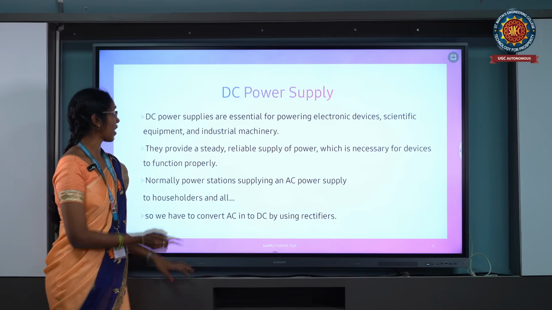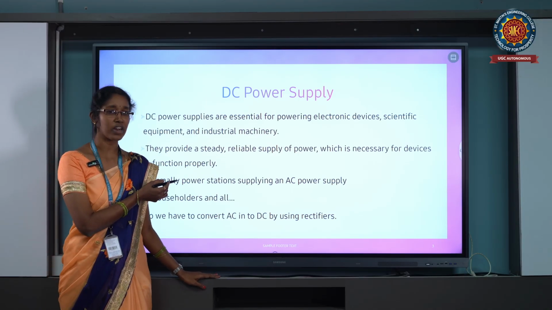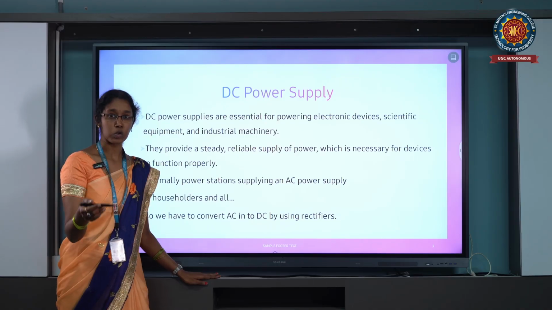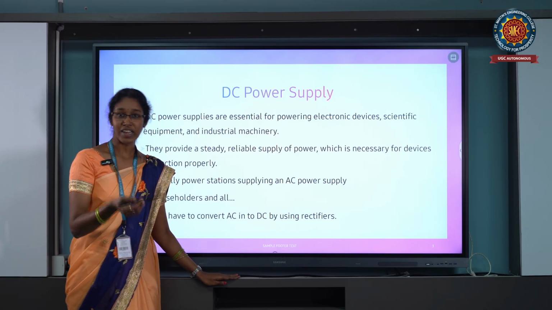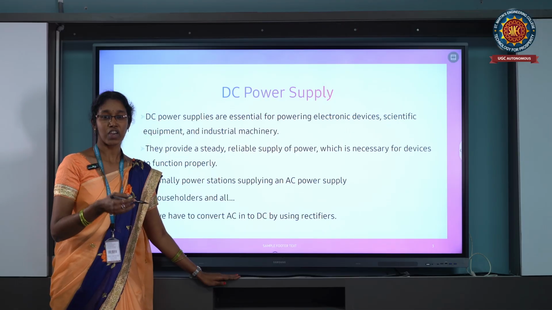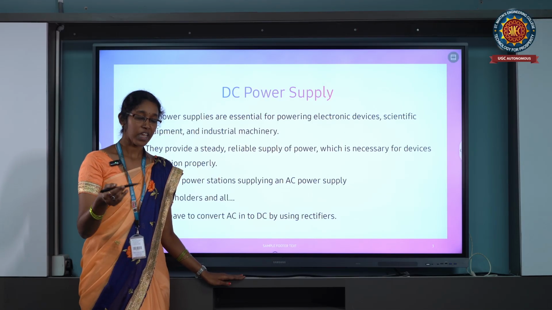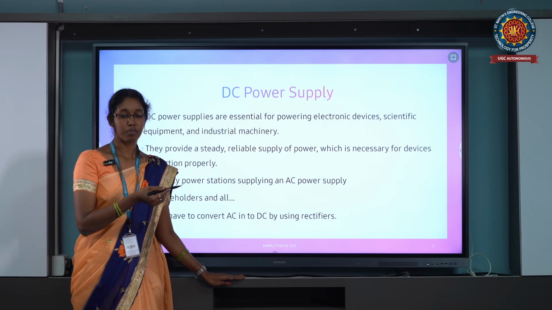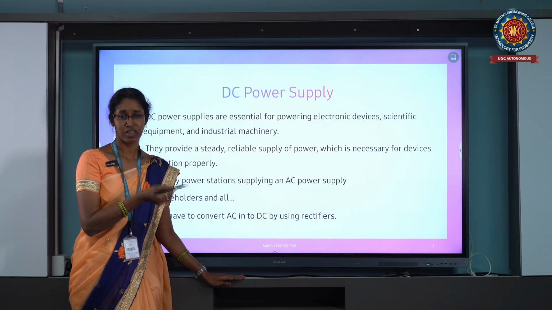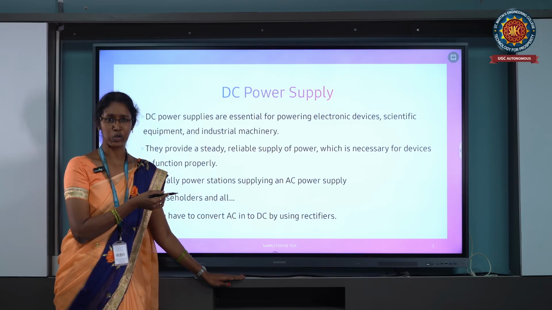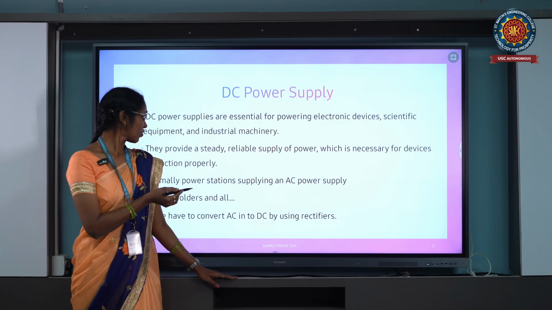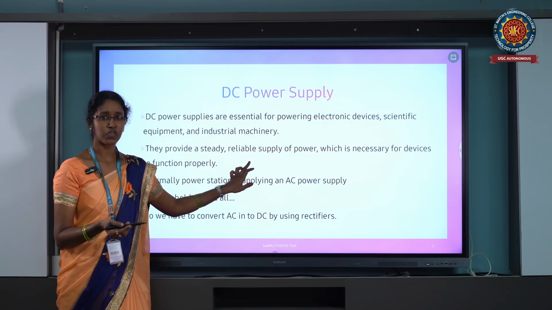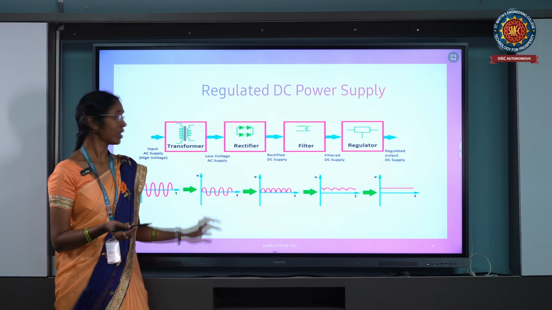Coming to DC power supply, DC power supplies are very essential for electronic devices, medical equipment and industrial equipment also. Why? Because we generally get an AC power supply from the power stations. We have to convert that AC into pulsating DC by using rectifier circuits. DC power supplies provide steady and reliable power for the devices to work properly and efficiently.